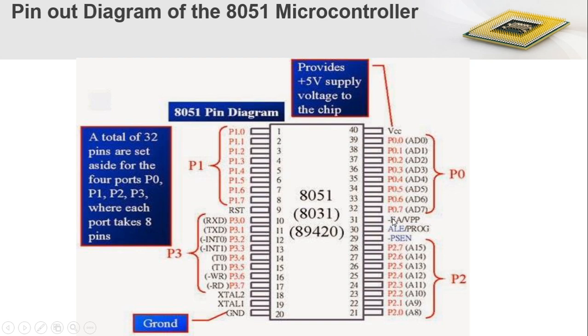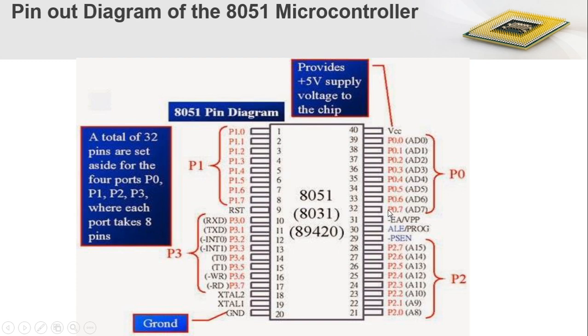Next is this EA pin. EA means external access input. It is used to enable or disable the external memory interfacing. So whenever this EA pin, external access input pin, becomes high, then only we can access external memory. Okay, so for enabling or disabling the external memory interface, we use this EA pin.